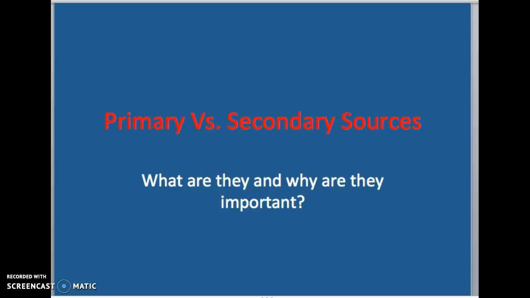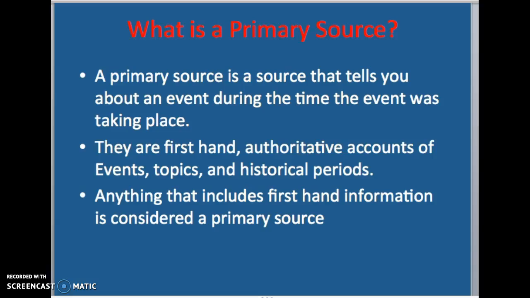Now let's discuss first what a primary source is. A primary source is a source that tells you about an event during the time the event was taking place. They are first-hand authoritative accounts of events, topics, and historical periods. Primary sources are anything that includes first-hand information.